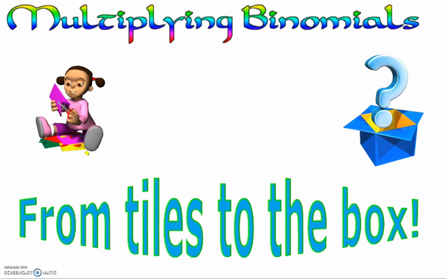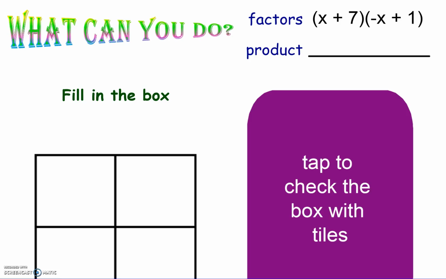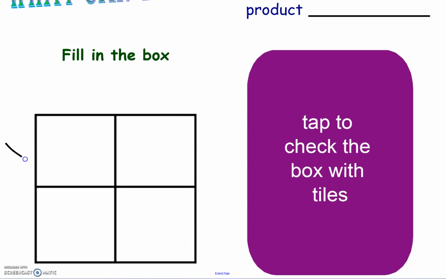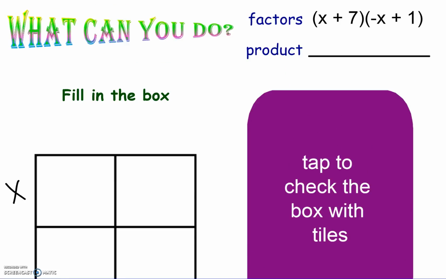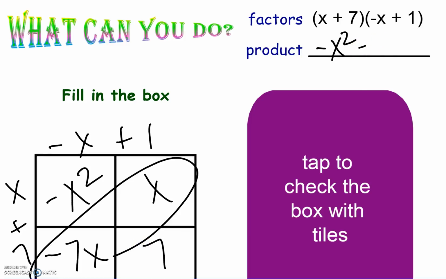One last example. Here we go. Alright, so the factors of x plus 7, negative x plus 1. So x plus 7, negative x plus 1. So we're going to have negative x squared. Just do the math. X, negative 7x, and 7. So our product is going to be negative x squared. Circle what can combine. You're going to have minus 6x plus 7.